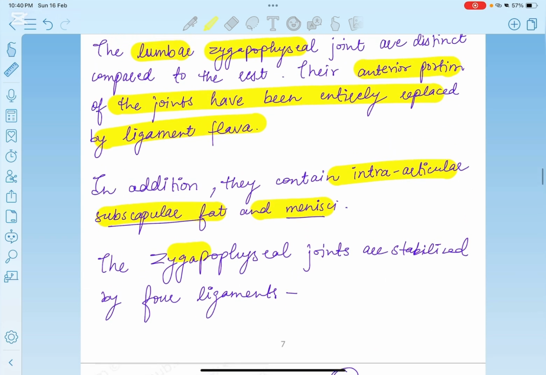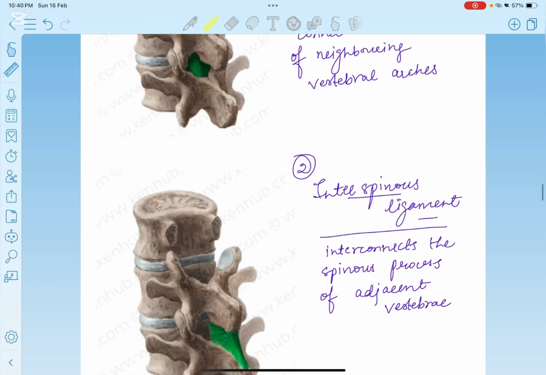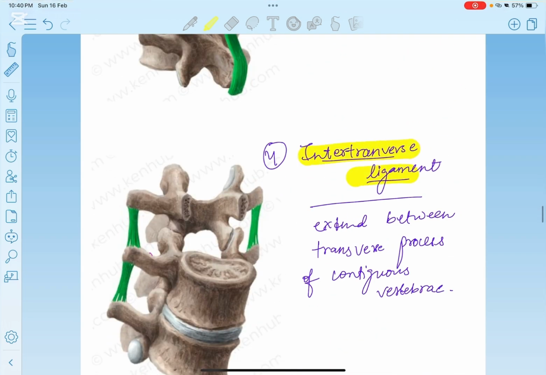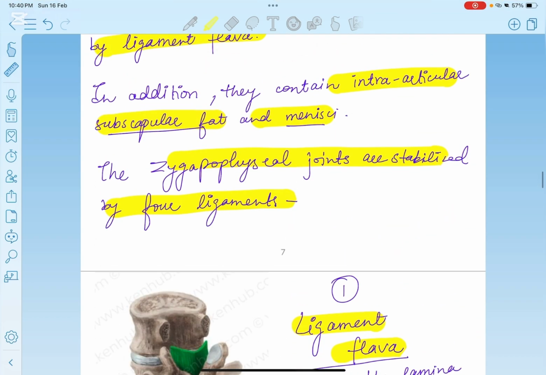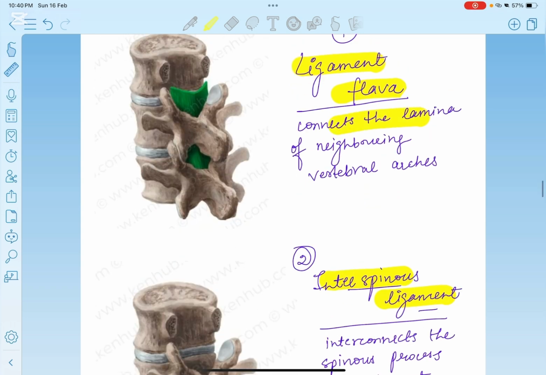Now, the zygapophyseal joints are stabilized by four types of ligaments: the ligamentum flavum, interspinous ligament, supraspinous ligament, and intertransverse ligament. There are four types of ligaments which support or stabilize the zygapophyseal joint. First, the ligamentum flavum connects the laminae of neighboring vertebral arches.